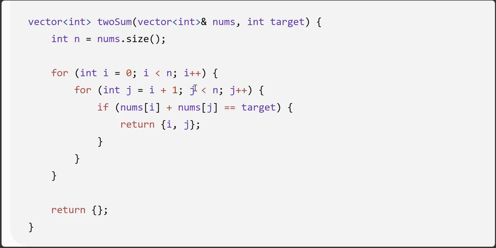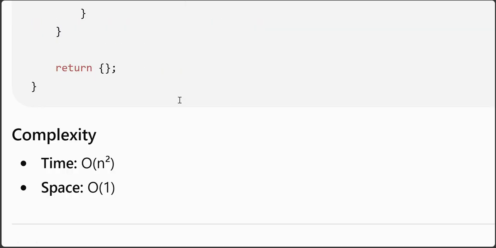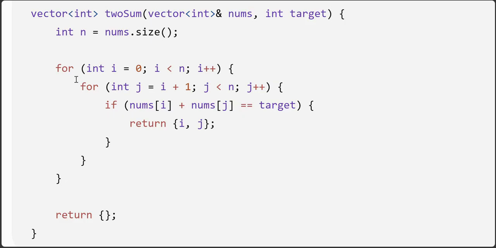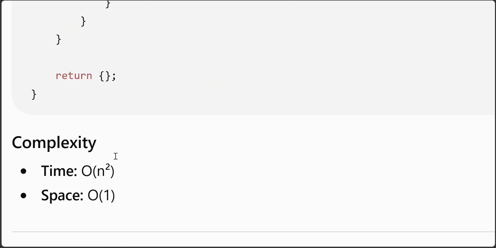So now we're going to see the optimal solution of that problem. Before moving to that, let's see the complexity of the brute force solution. Its complexity is very high. It is O(n square). Why is it n square? Because it is using two loops, and the space complexity is O(1).